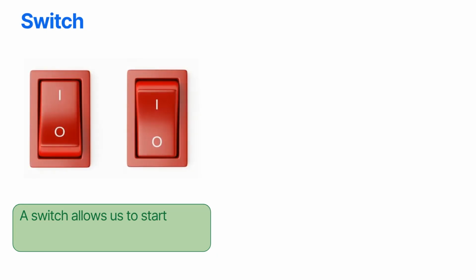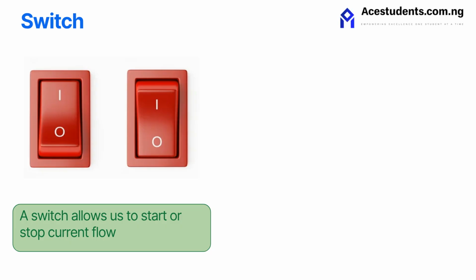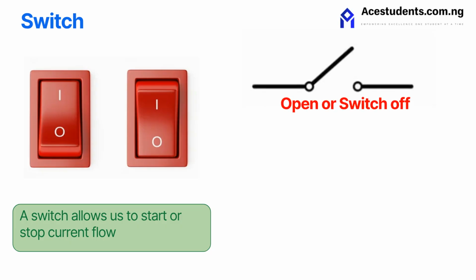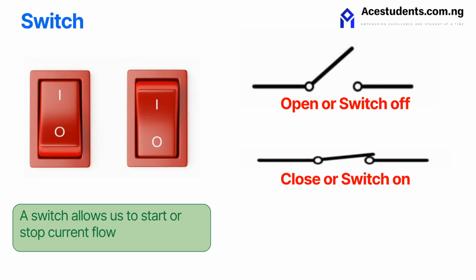A switch allows us to start or stop the flow of current. The circuit symbol for a switch shows it either open or off, or closed or on.